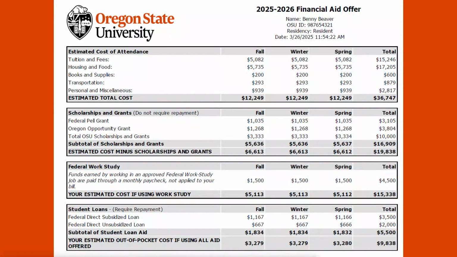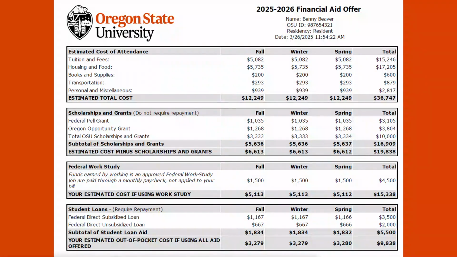So Benny's per term, or at least fall term, estimated cost of attendance is $12,249, and they're expected to receive $5,636 in grants and scholarships. That leaves their remaining and outstanding cost of attendance to be $6,613. And down below that, you'll see that Benny is also being offered federal work study.